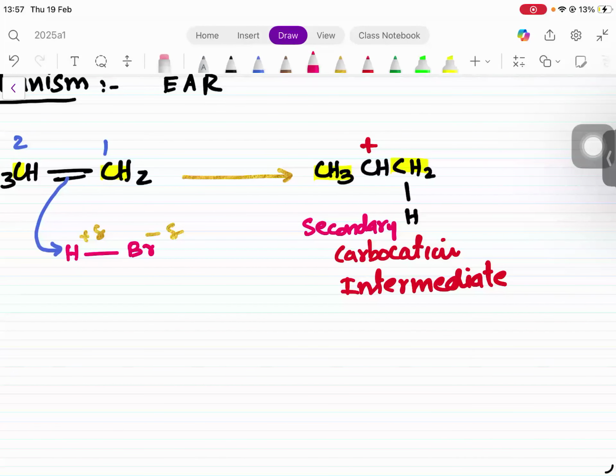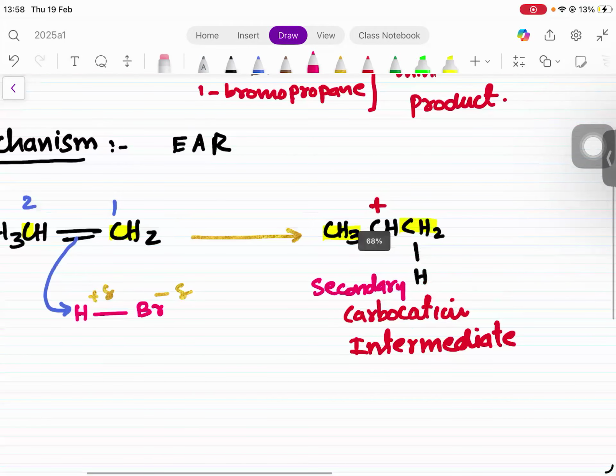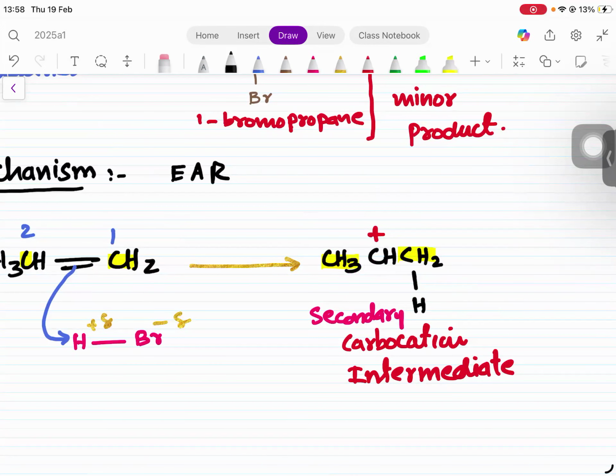Intermediate means that it is not a final product; it is formed for a while, and then it is going to be turned into another product. Yes, so this carbocation, as you asked me, has two alkyl groups attached, this one and this one. When two alkyl groups are attached to a carbocation, we call it a secondary carbocation.